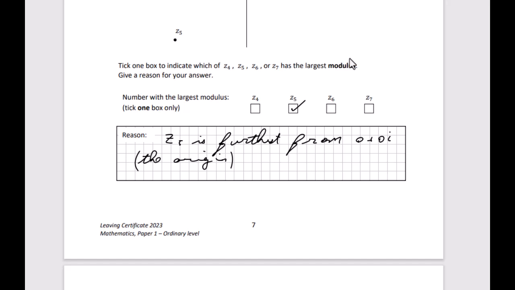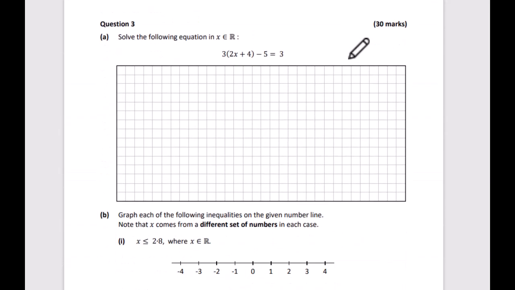And that's it really. Let's have a look at question 3. Solve the following equation. So we have 3 times (2x plus 4) minus 5 is equal to 3. Okay, so let's work through this. Multiply out the brackets first maybe. 3 2's 6x plus 3 4's 12 minus 5 is equal to 3.